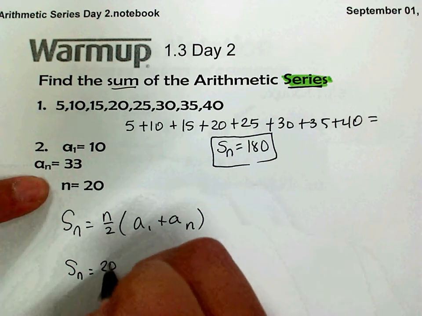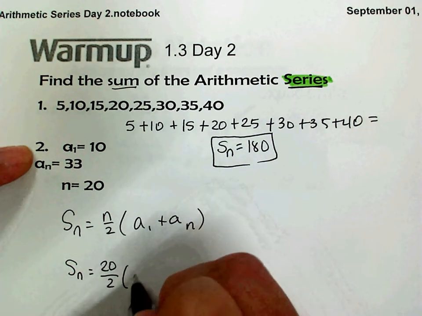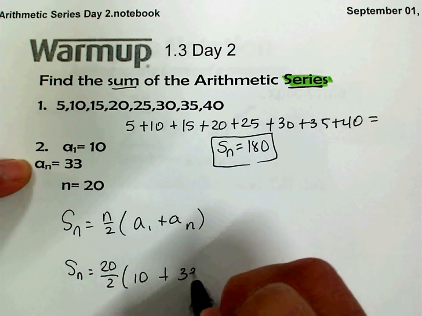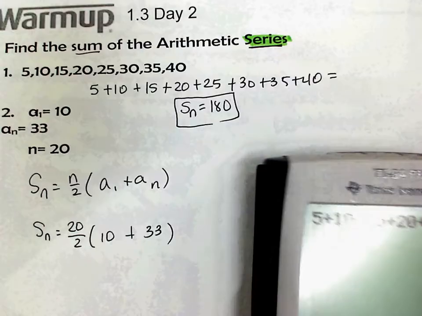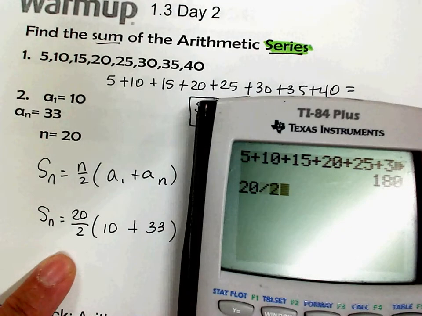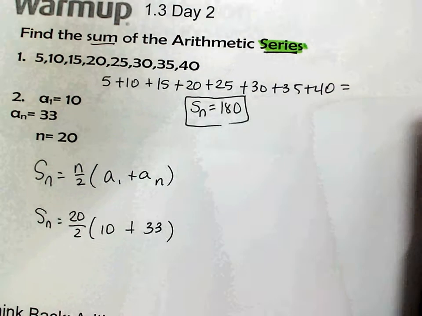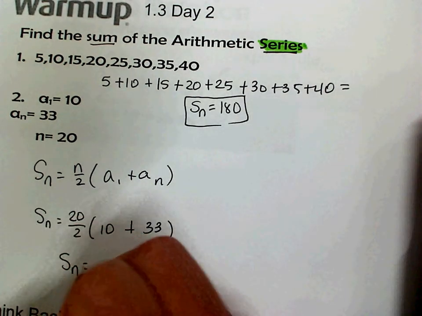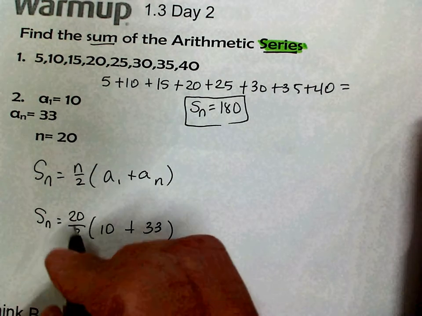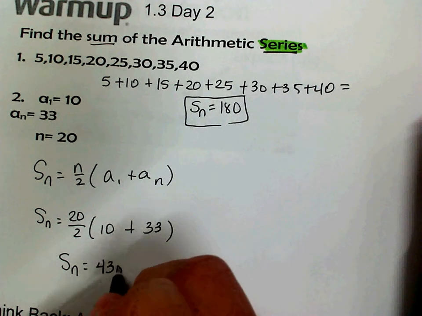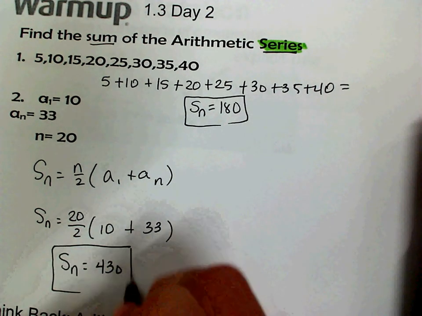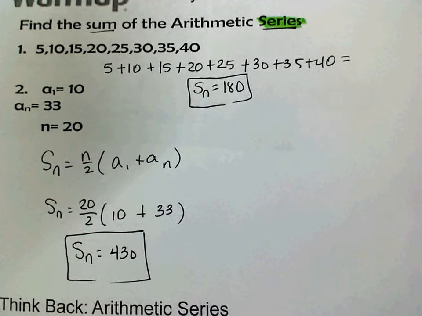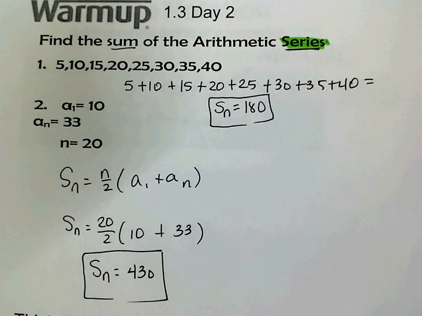Let's plug it in. N is 20, divided by 2. First term is 10, last term is 33. So I'm going to type this in the calculator. 20 divided by 2 is 10. 10, parentheses, 10 plus 33. So when I add it all together, starting at number 10, I'm going to get 430. And there you have your warm-up for 1.3 day 2.